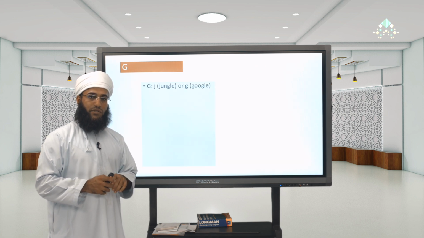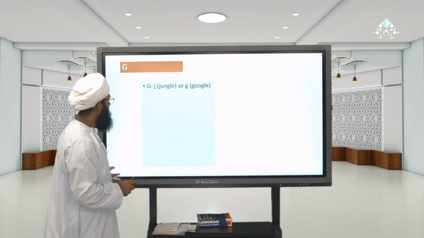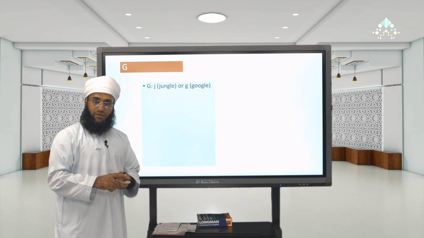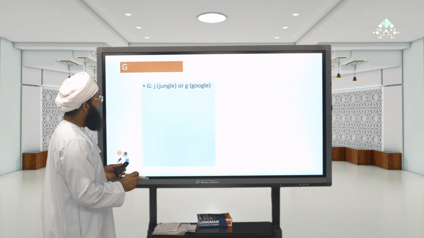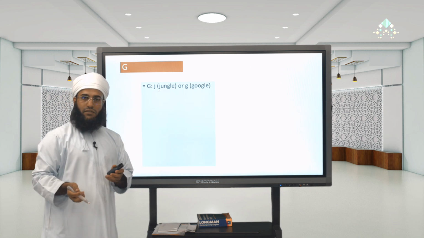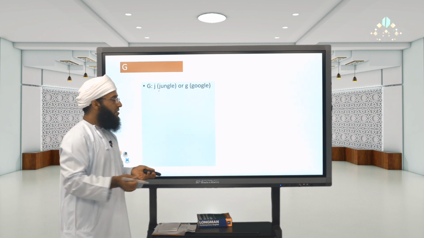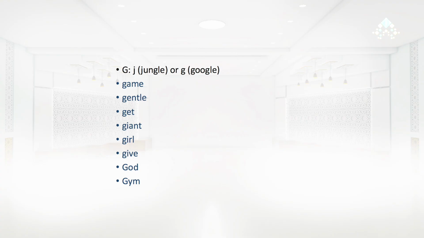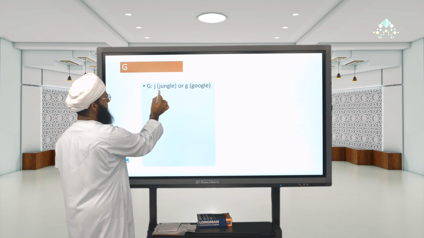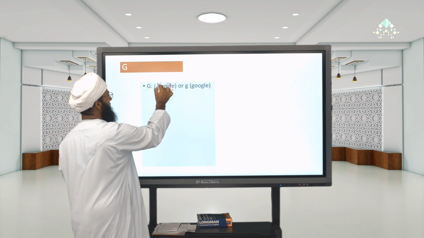Look at these words. As you can see here, I'll use the pen. G can be pronounced as you pronounce the J letter. We pronounce it ja, ja. Jungle, like jungle. Look at this. I'm just writing this word to show you the pronunciation. Here, jungle, ja.